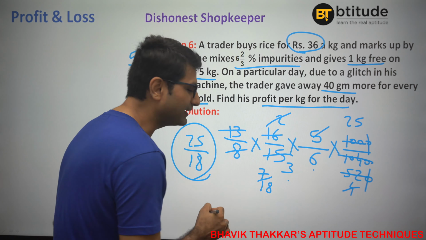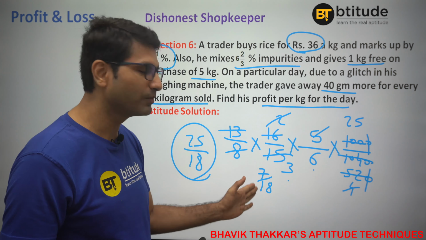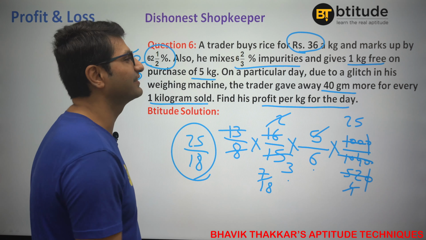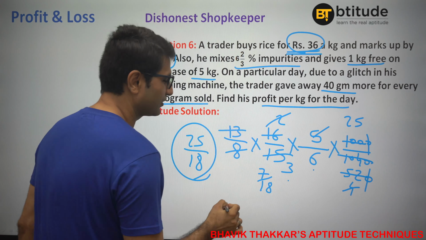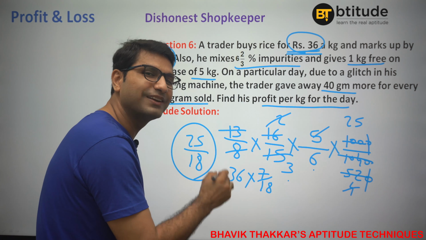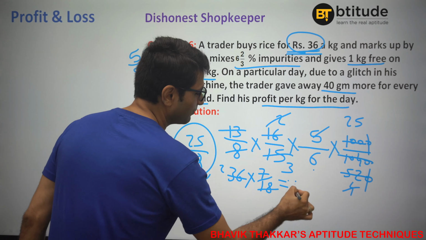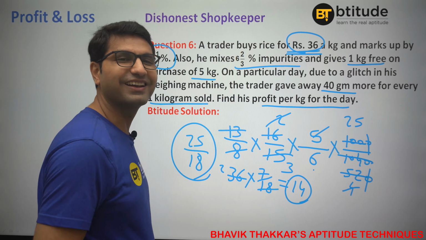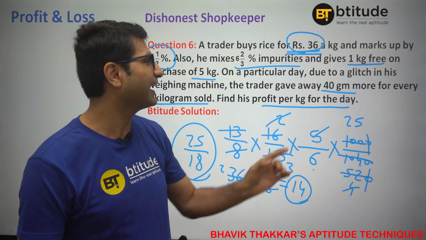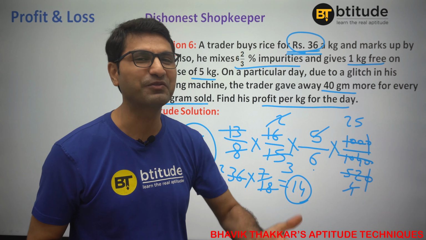So 7 by 18, but we are not supposed to find out in percentage. If we are supposed to find out in percentage, you will multiply this with 100, but we are supposed to find out per kg in actual rupees. So per kg, your cost is 36. So 36 is your cost, 7 by 18 of it would be your profit. So your profit will be nothing but 7 2s are 14 rupees, right? So actually after doing all these things, he is just adding 14 rupees. That means 36 plus 14, he is selling it at 50 rupees.